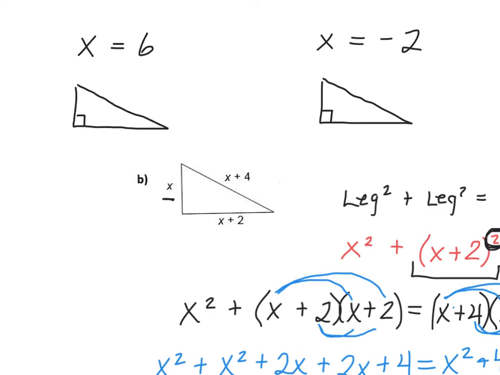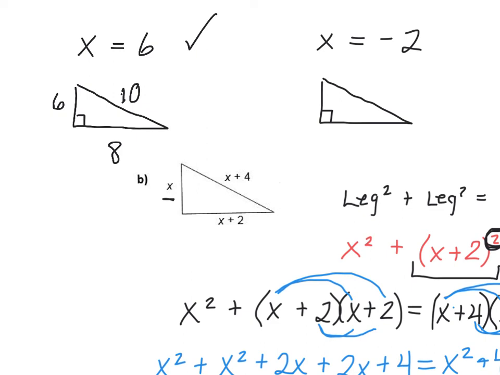So in this case, x is on the left-hand side. It would be 6. 6 plus 2 gives me 8. 6 plus 4 gives me 10. All right, it looks like that works out. 6, 8, and 10 do form a right triangle.